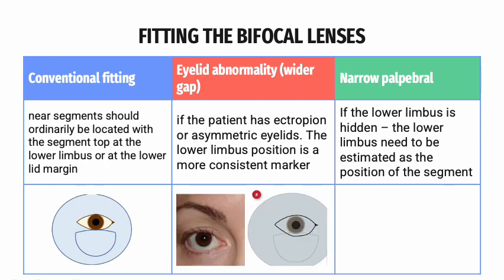While many practitioners use the lower lid position as the segment top reference position, it must be remembered that this point in relation to the pupil center may vary greatly. For example, if the patient has ectropion or asymmetric eyelids, the lower limbus position is a more consistent marker. In the case where the lower limbus is hidden due to a narrow palpebral aperture, the lower limbus must be estimated to place the segment of the bifocal.